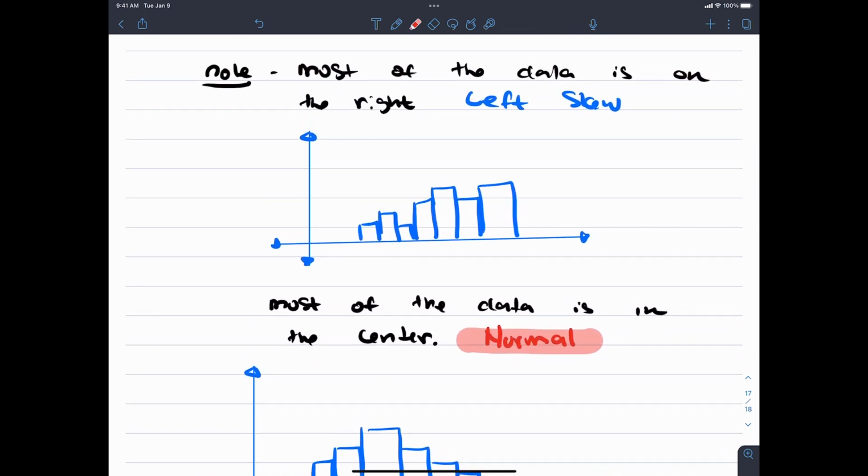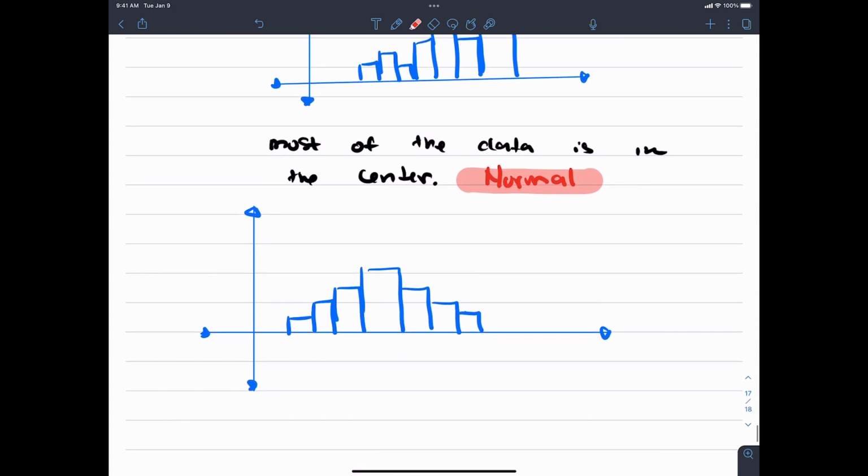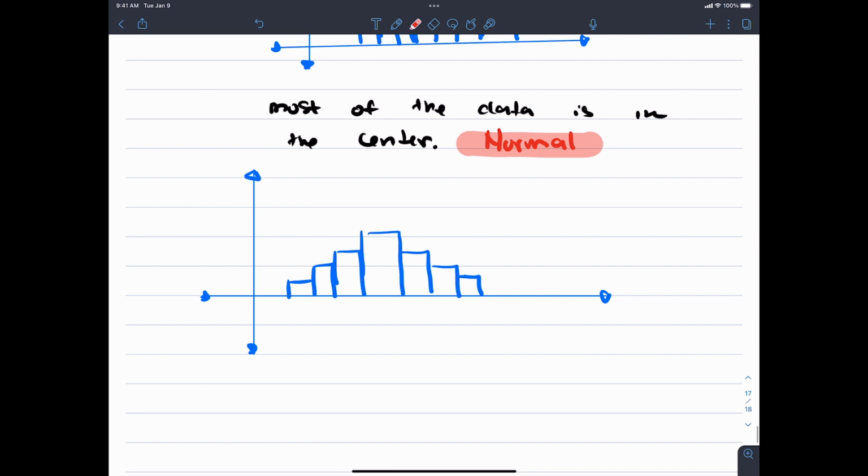So you got left skew. Most of the data is on the right. It's opposite in language. This one's not. Most of the data is in the center. That's called normal. We have a whole chapter on normal distribution. You might say, what is that? Well, do you guys ever see this kind of thing before? What's that called? The bell-shaped curve. Most of the data is in the center.